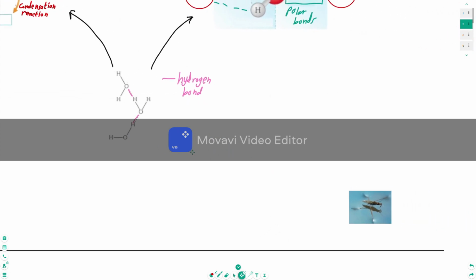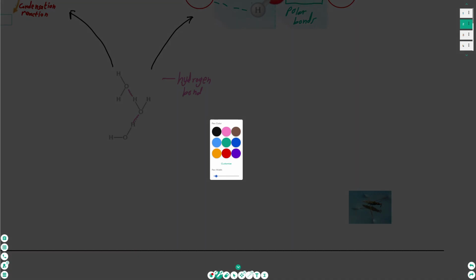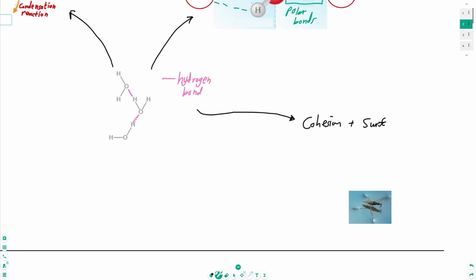There are some other properties of water that we need to be aware of. For instance, we have something called cohesion. So water has something called cohesion. So if we go over here, hopefully I have enough space. This is cohesion and surface tension.